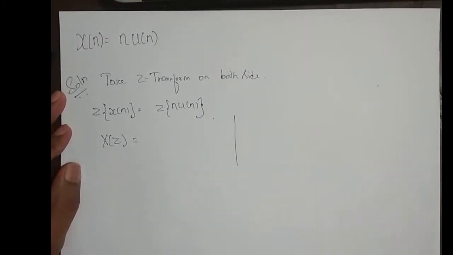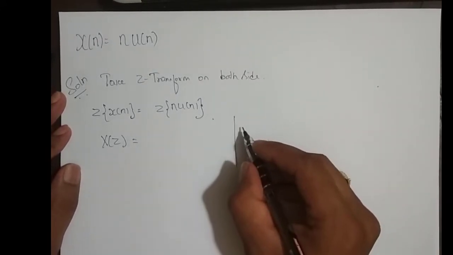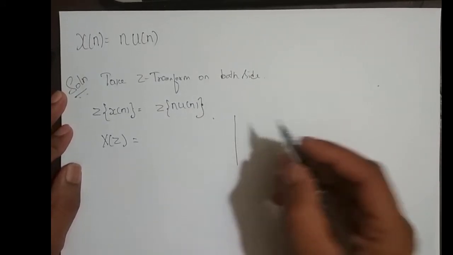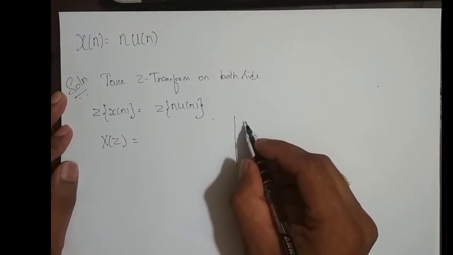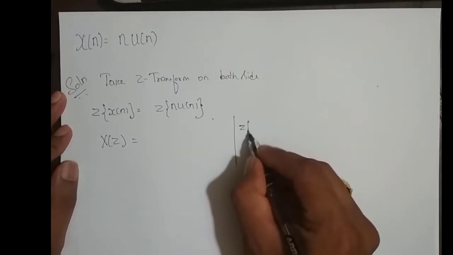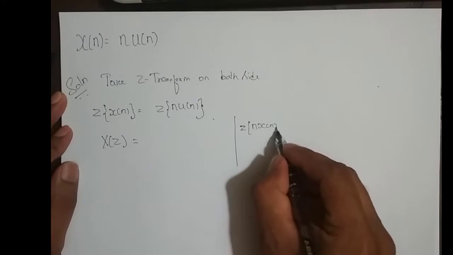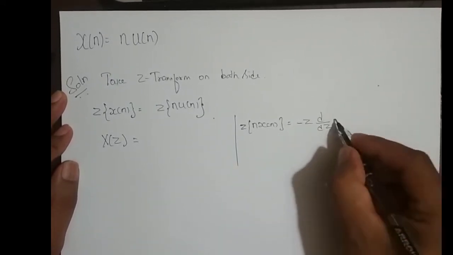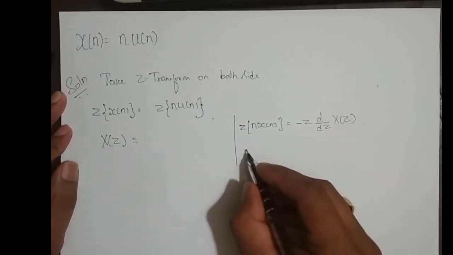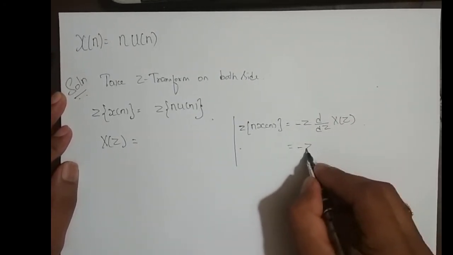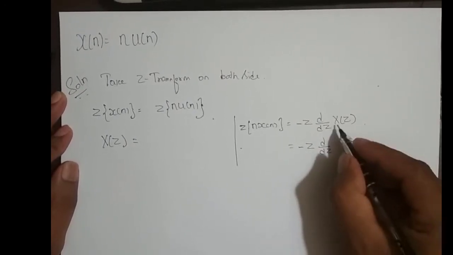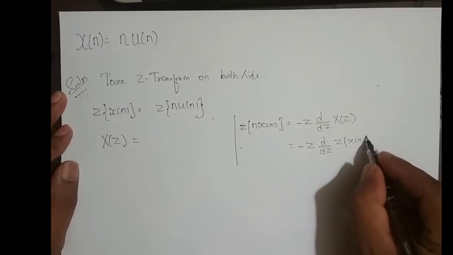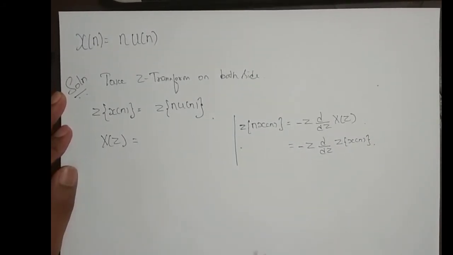Is equal to, now which property we can apply? Do you remember the property, multiplication by ramp? What is the statement of multiplication by ramp property? It is Z transform of n into x of n is given by minus z into d by dz of X of z, right? So we proved it now. So I can write this as minus z into d by dz of, instead of writing X of z, I write it as Z transform of x of n, because Z transform of x of n is X of z only, right?